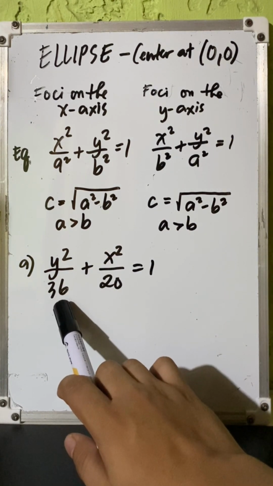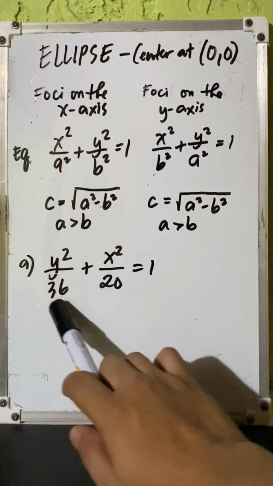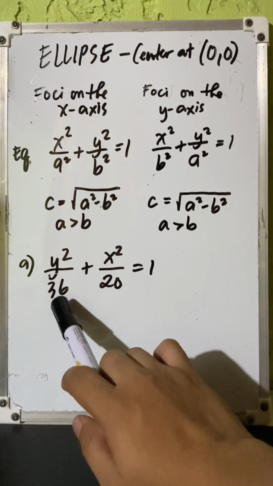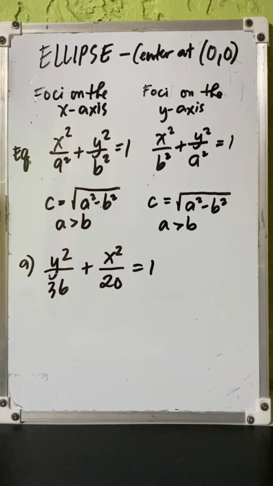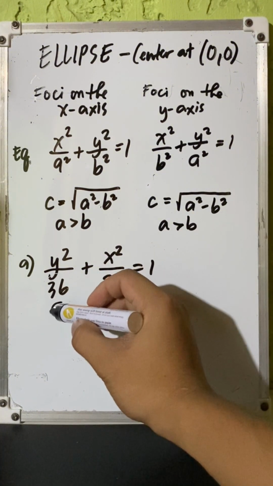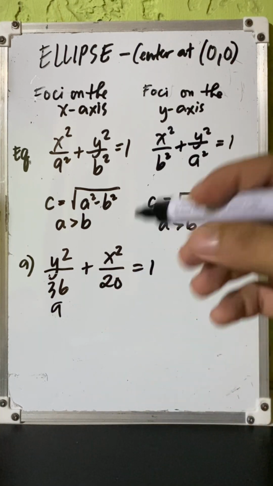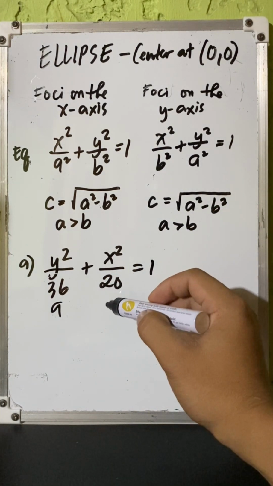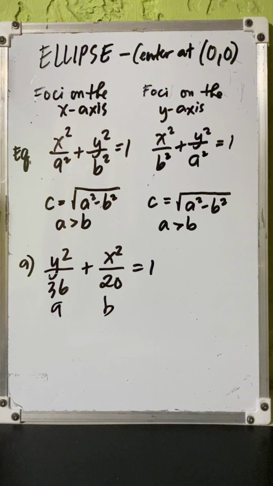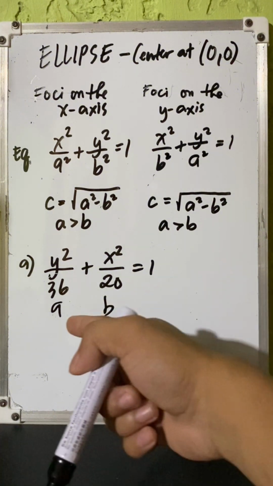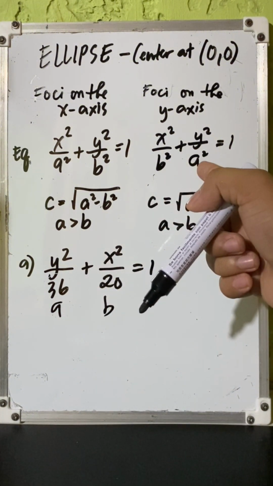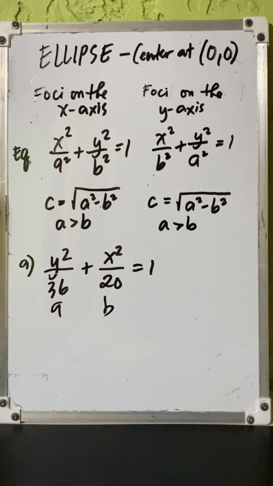A is greater than b. In this case, your a falls on y squared. 36. So 36 will be your a because that is greater. It's always a is greater than b. And 20 is your b. So therefore, if it is a, it falls on the y-axis. So now that is a y-axis.